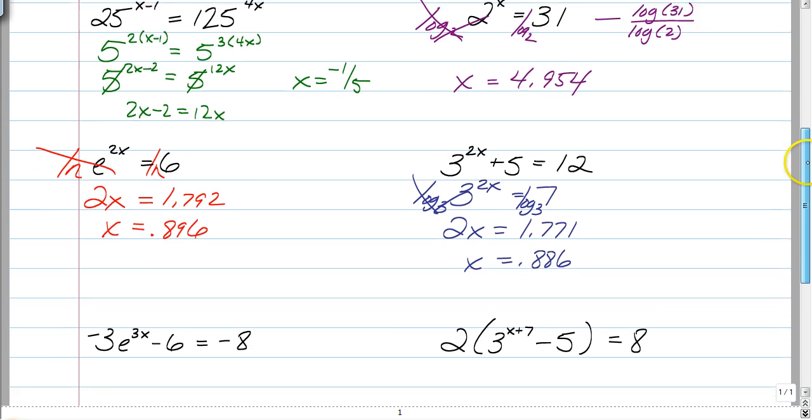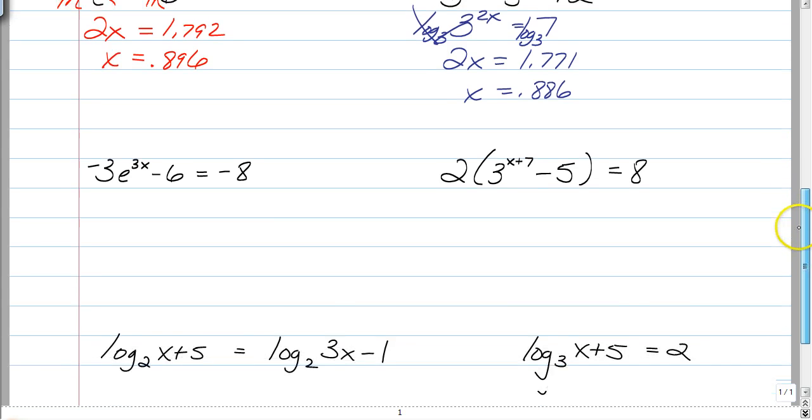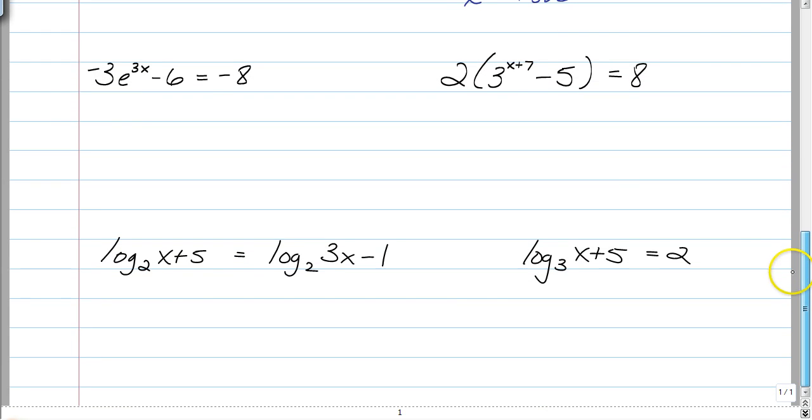Let's amp it up just a little bit here. Now we're going to have multiple steps to do in these questions. So the first one that you see here, first thing you have to do is add 6 to both sides. So you're going to have a negative 3e to the 3x is equal to a negative 2. Now you're going to divide both sides by the negative 3 to get e by itself. So we have e to the 3x is equal to 2/3.